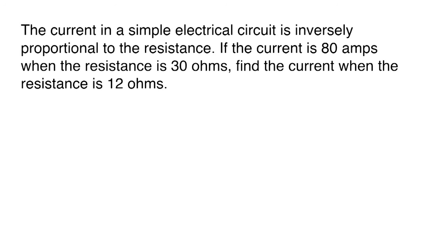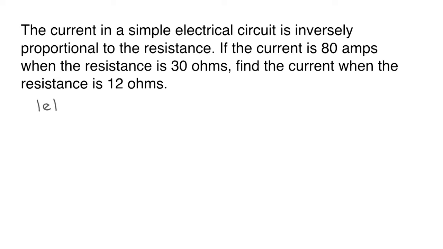The current in a simple electrical circuit is inversely proportional to the resistance. If the current is 80 amps when the resistance is 30 ohms, find the current when the resistance is 12 ohms.